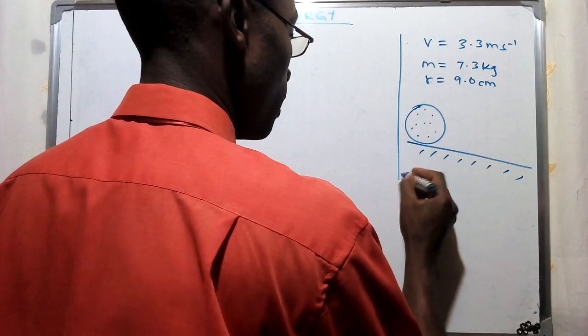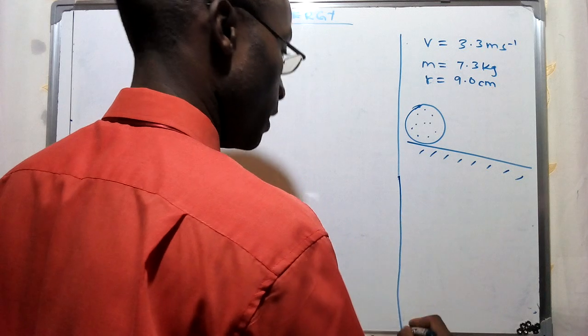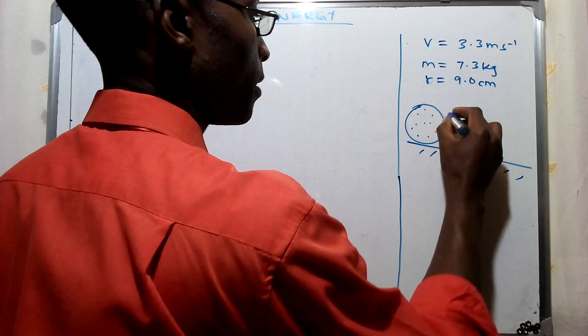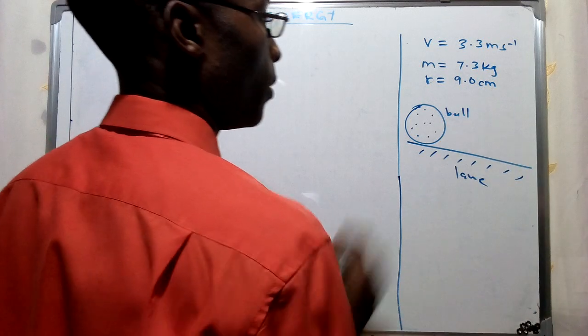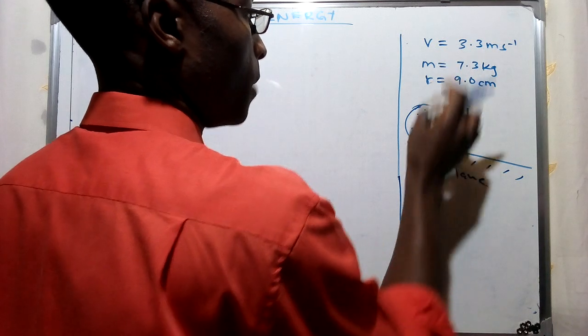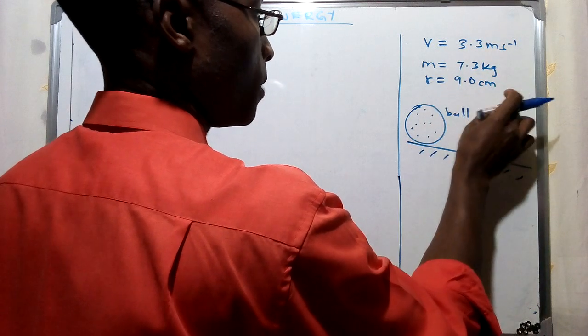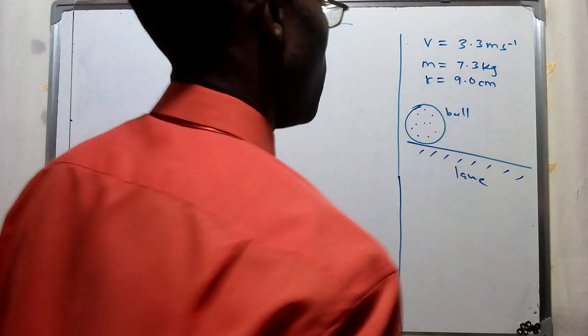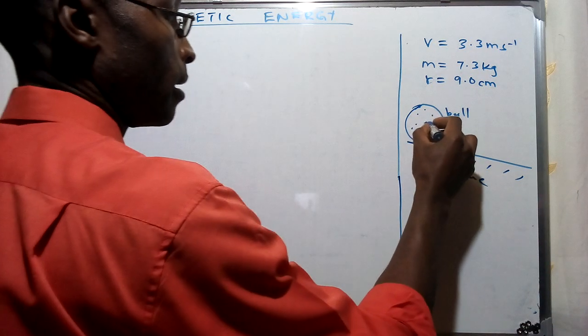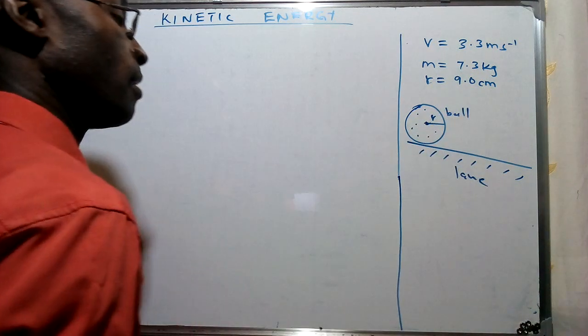Now, in this case, I've chosen this particular illustration, and if we look at this one, it is in the form of a ball which is going to be rolling down this specific lane without slipping. So it's going to be a ball that is rolling down at a speed of 3.3 meters per second. And this ball has a mass of 7.3 kilograms, and it has a radius r of 9 centimeters.